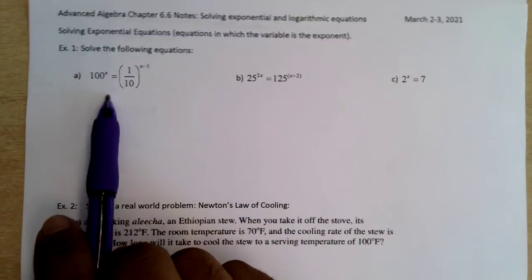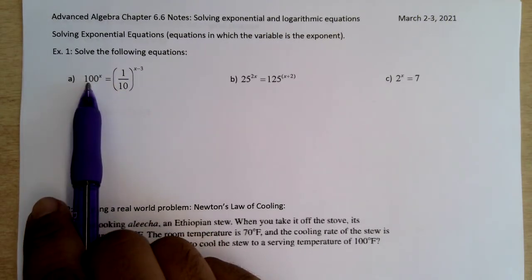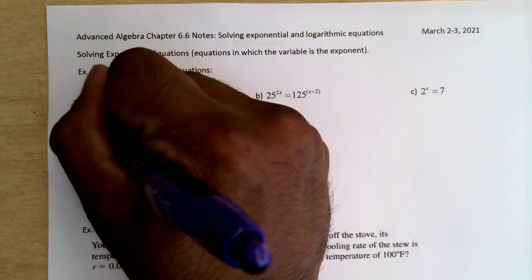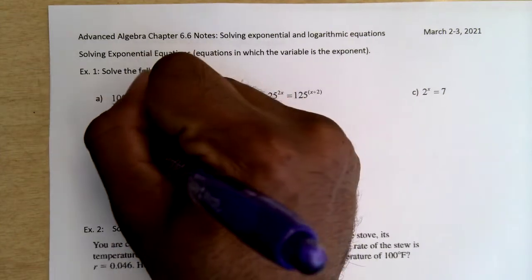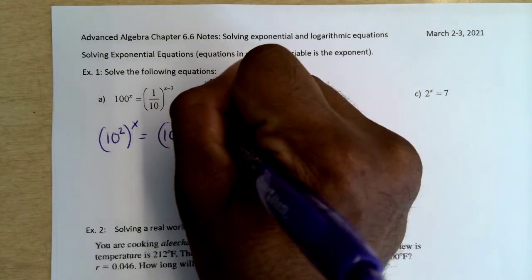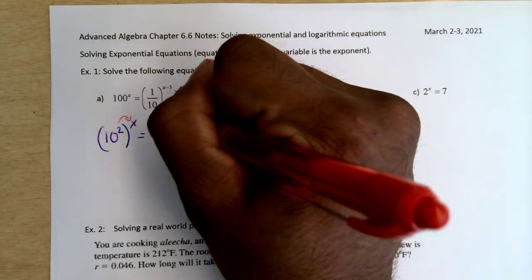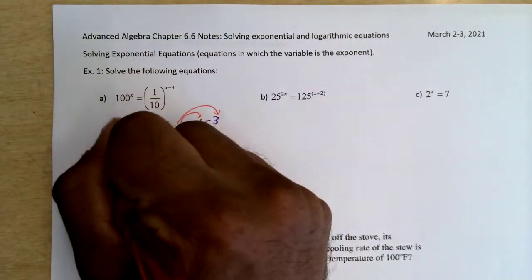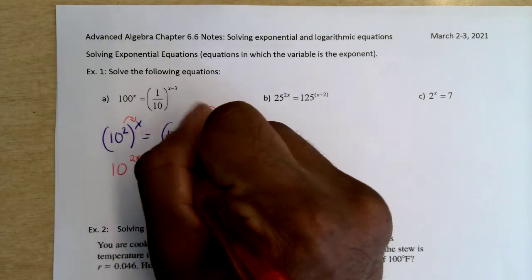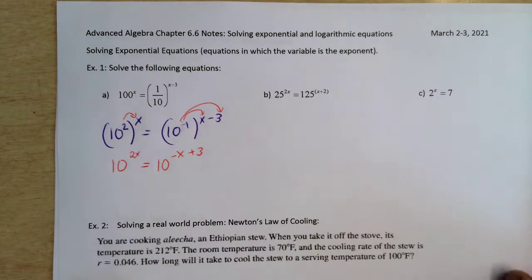These you might have seen in Algebra 1. We can use logarithms for it, but because we might see that 10, 1/10, and 100 have common bases, they both can be expressed as powers of 10. Like 100 could be 10 squared, and 1/10 can be 10 to the negative first. That allows us to have the same base, and once we clear these parentheses, we get something that looks like this. So 10 to the 2x, 10 to the negative x plus 3.